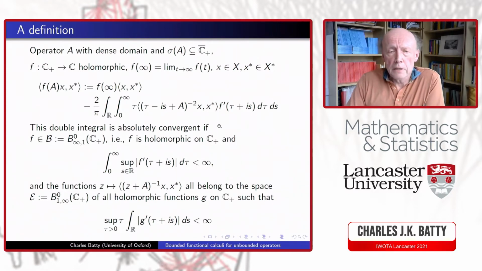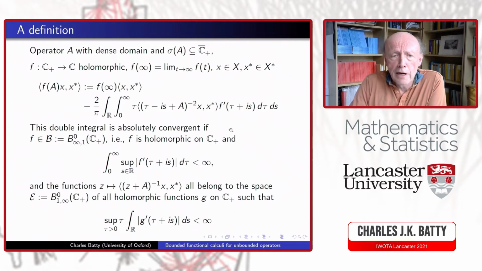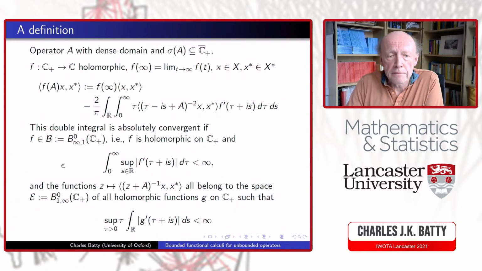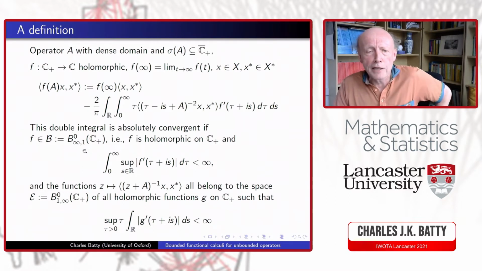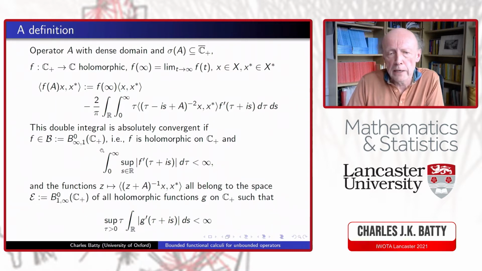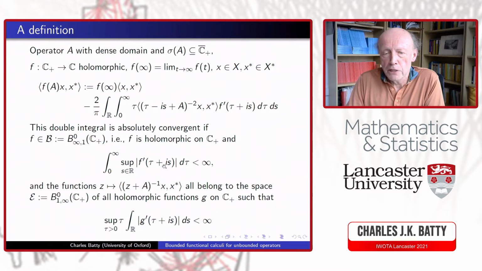Right, now does this double integral make sense? It does make sense if f is in a space called curly B, or if you like, Besov type spaces. It could be this notation indicating some Besov space, but on the complex half plane. And our definition of this space is a space of holomorphic functions on C plus, such that this integral of the sup of f prime over vertical lines is finite.